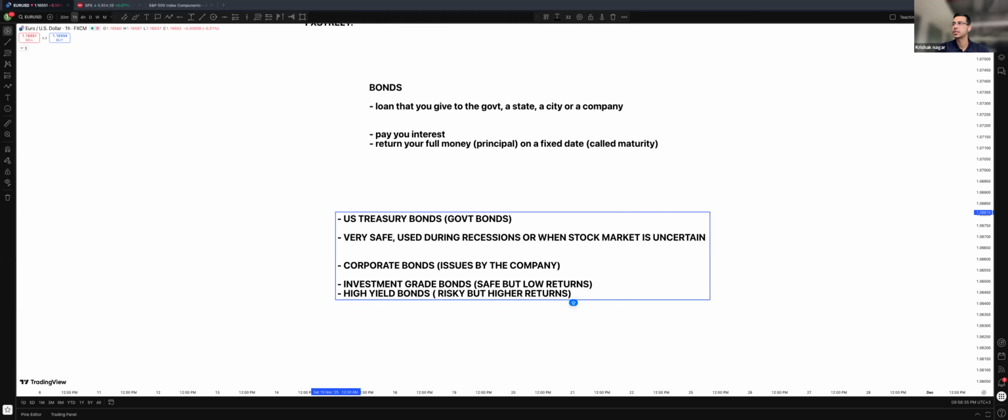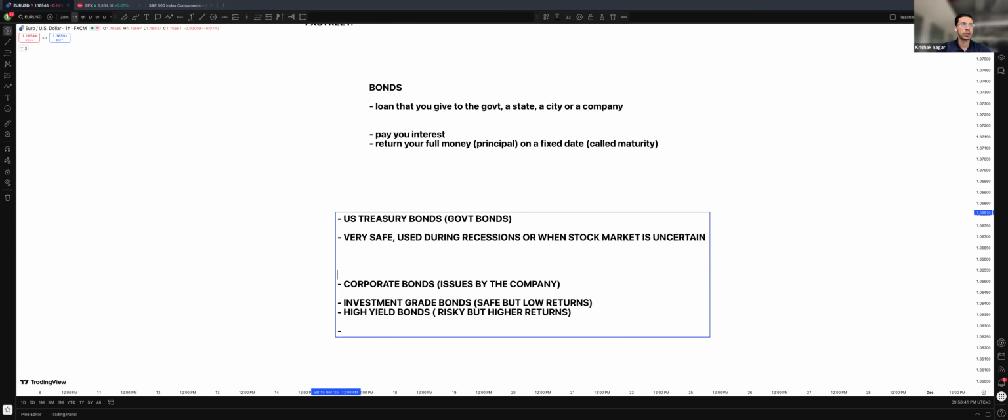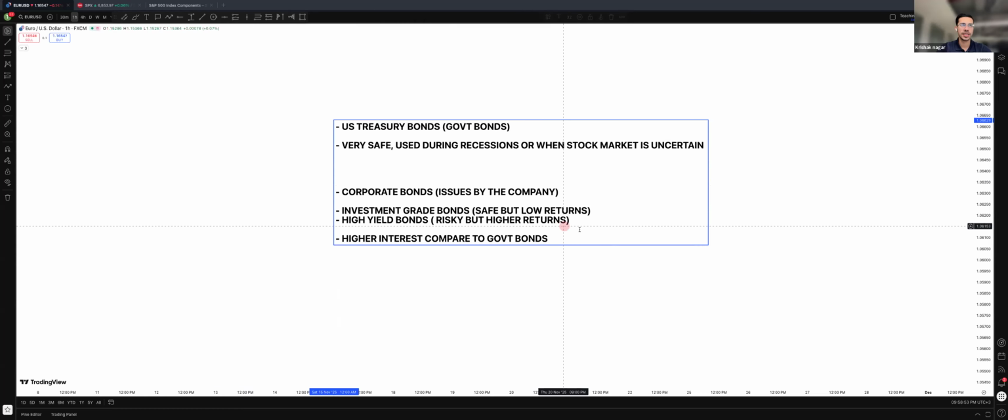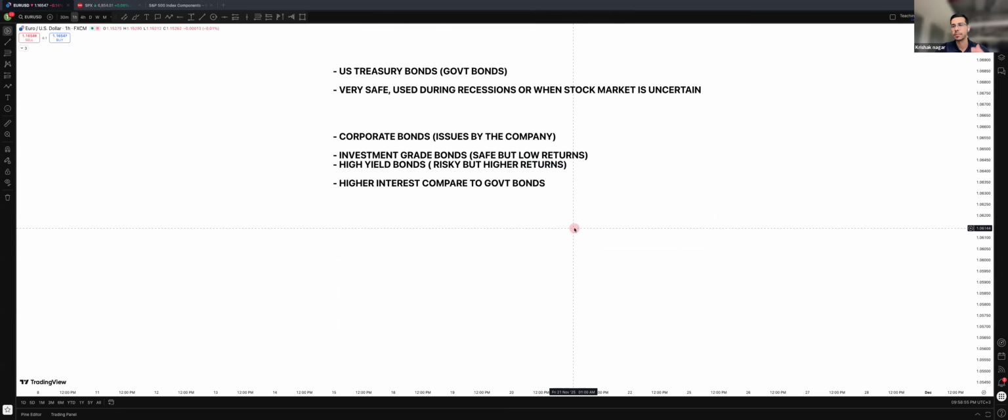Risky but higher returns. Why some people might prefer corporate bonds over government bonds is because of higher interest compared to government bonds. Corporate bonds are given out by the company, so of course the company pays out higher returns.